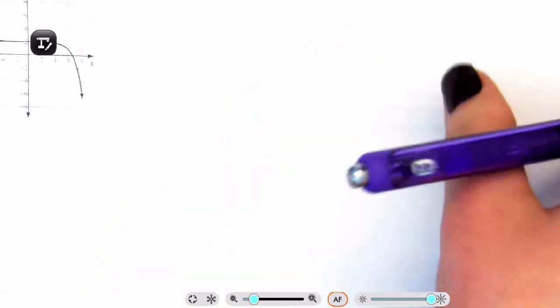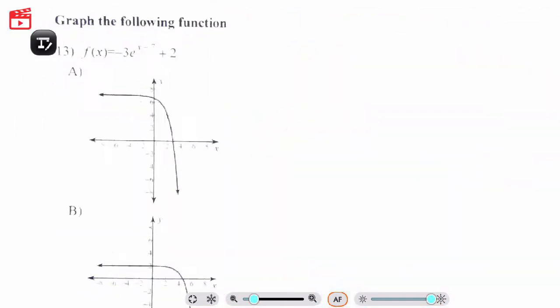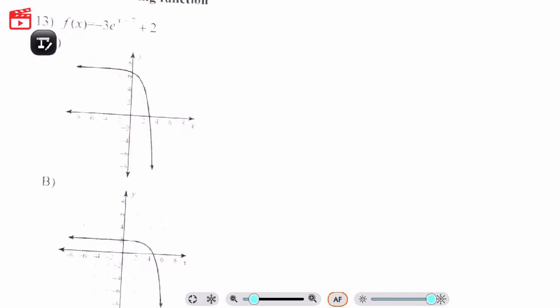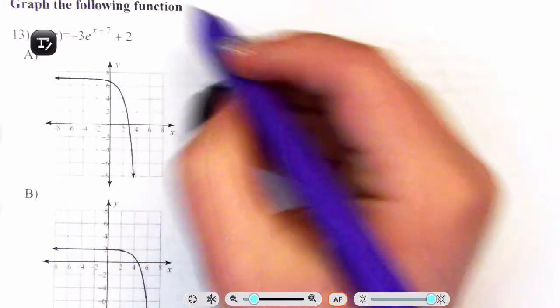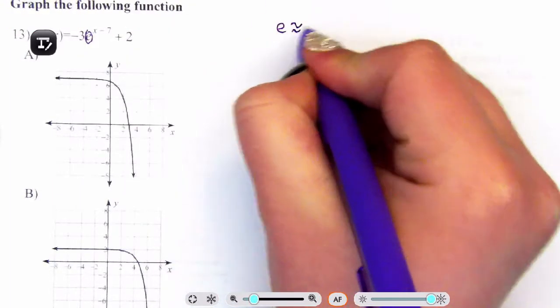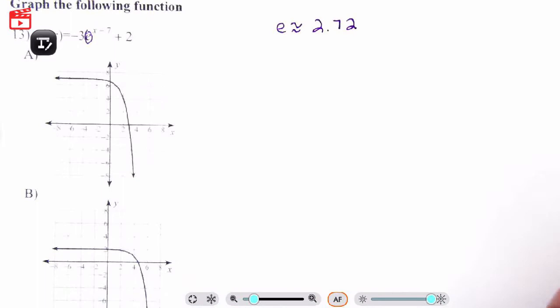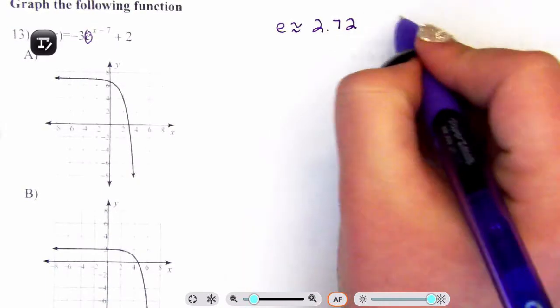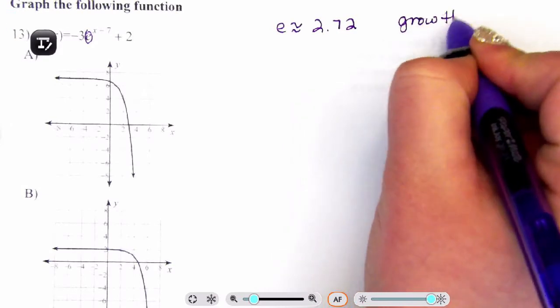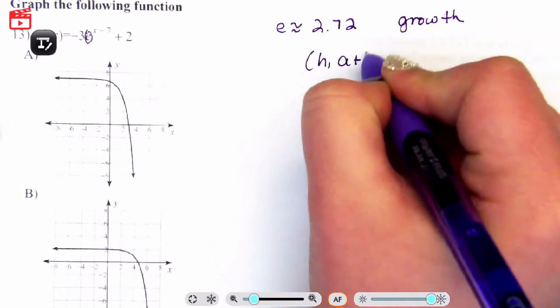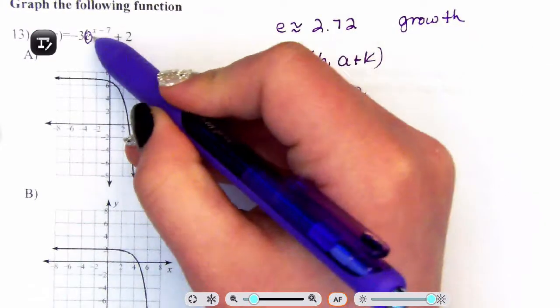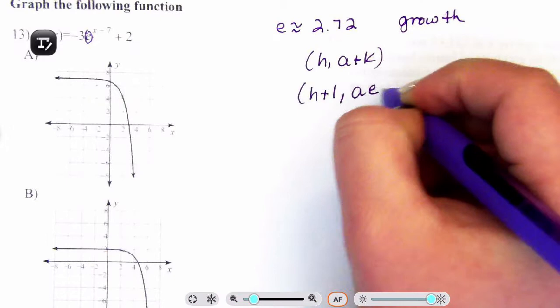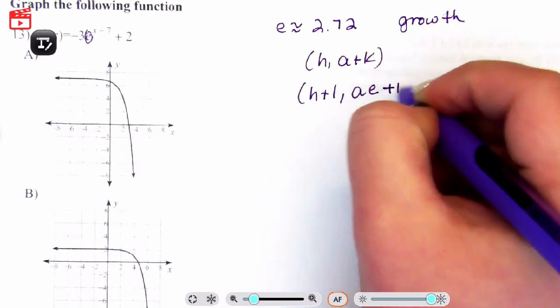For number 13, it is asking for you to graph the following. Now this one, they did give you a multiple choice selection. So it's a little bit easier, but it's the same thing as we did before. E's value is about 2.72-ish. It is an irrational number, so it continues forever and ever, but it's about 2, meaning we have a growth function. Meaning we have h comma a plus k, and we have an h plus 1 comma a. Instead of b, because we have e as our base, we're just going to put an e here plus k.